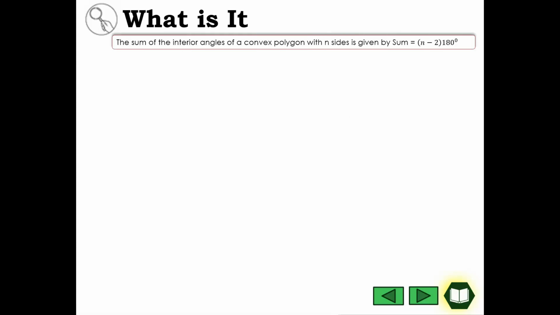The sum of the interior angles of a convex polygon with n sides is given by sum is equal to quantity n minus 2 times 180 degrees. Let us have some examples.